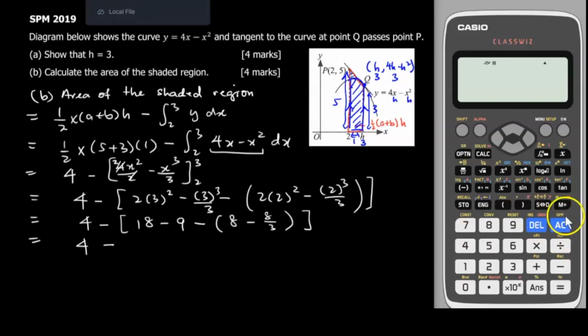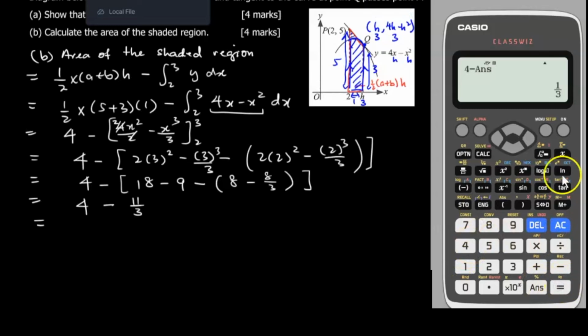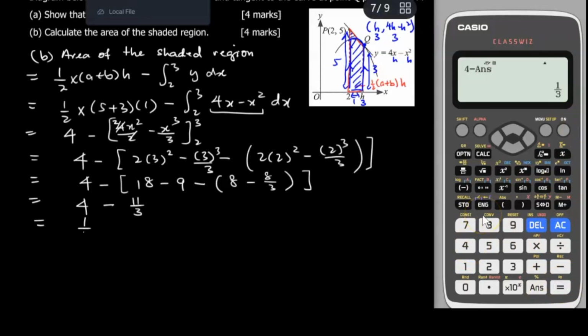We use the calculator. So 18 minus 9 is 9. Then after that we minus 8, and then minus becomes positive, plus 8 over 3. So 8 over 3, it equals 11 over 3. So 4 minus 11 over 3, 4 minus the answer, equals 1 over 3. So 1 over 3 unit square. This is the area of the shaded region.